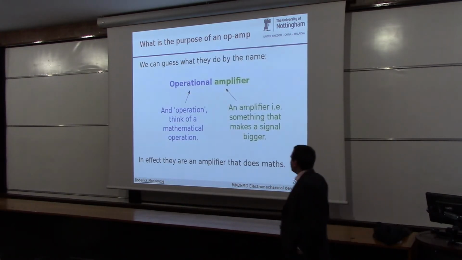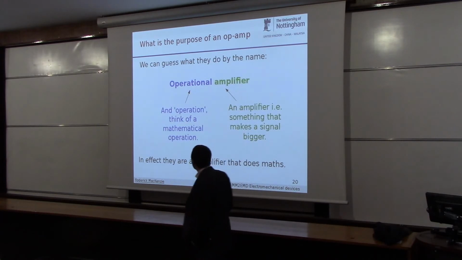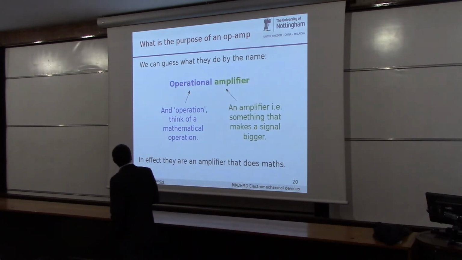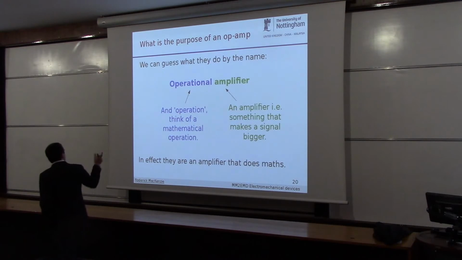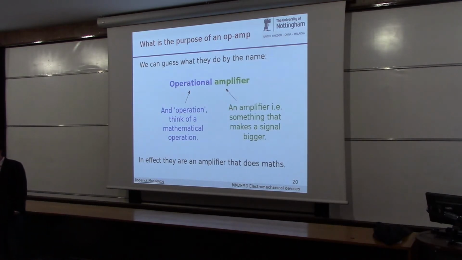So what's the purpose of an operational amplifier? Why am I telling you about this? Well, the phrase is basically summed up in the two words: operational and amplifier. When you think of operation, you think of mathematical operation, like adding or subtracting, that's an operation you do on stuff. And amplifier means making a signal bigger. So this is a chip that amplifies, so makes stuff bigger, and does mathematics. So that's what we're thinking about.